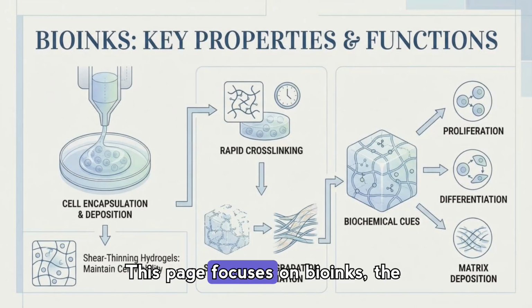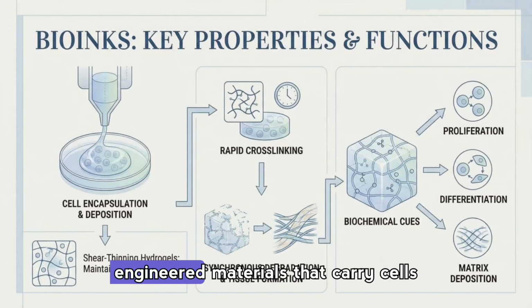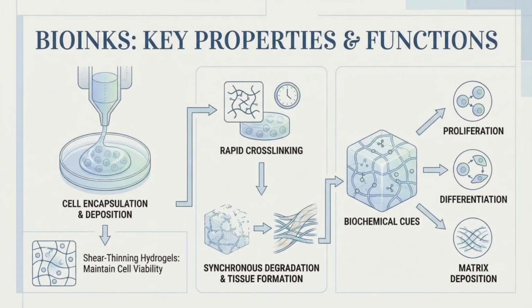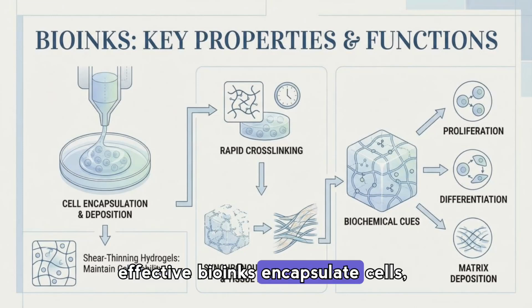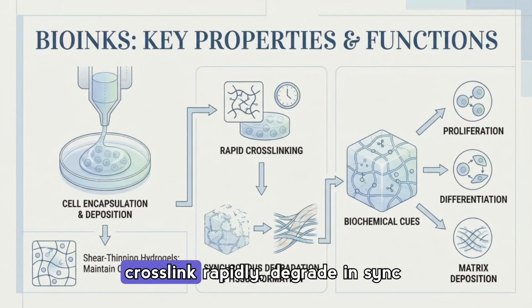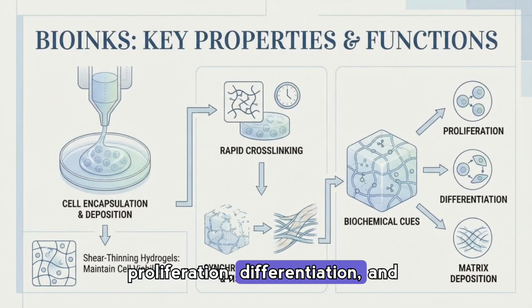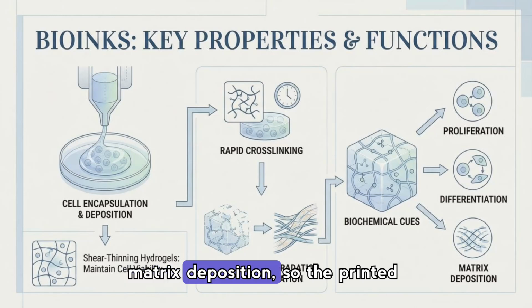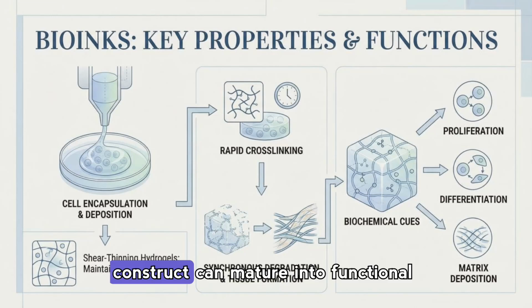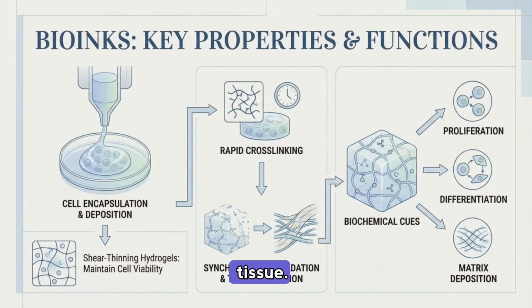This page focuses on bioinks, the engineered materials that carry cells and signals during printing. Effective bioinks encapsulate cells, cross-link rapidly, degrade in sync with tissue formation, and present biochemical cues to guide proliferation, differentiation, and matrix deposition, so the printed construct can mature into functional tissue.